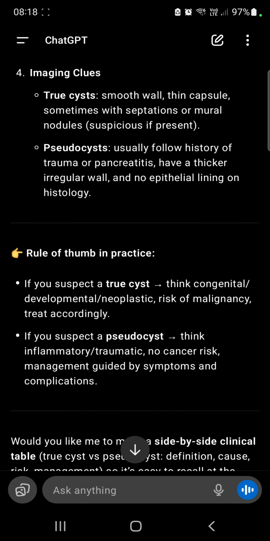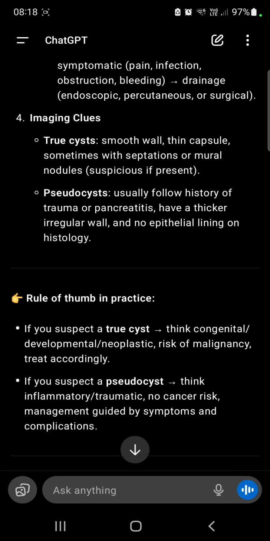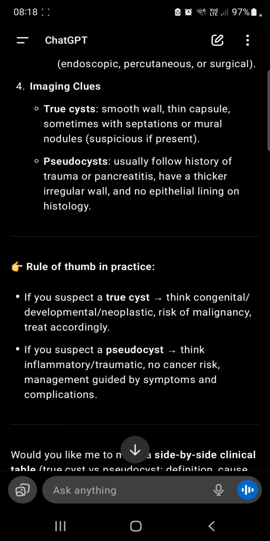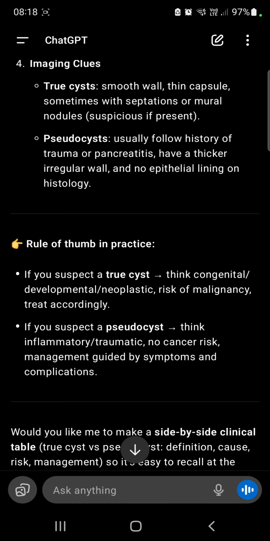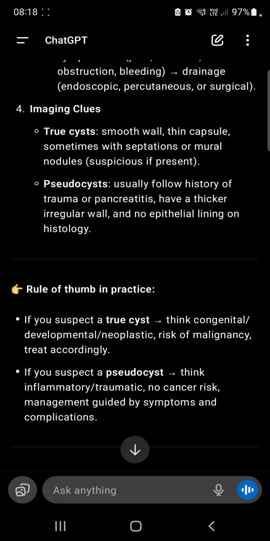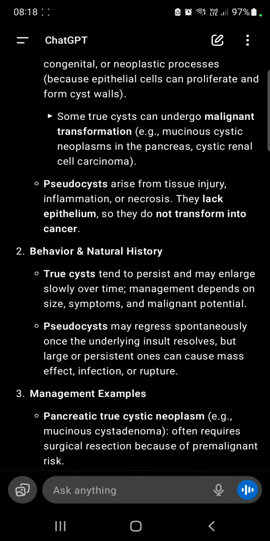You can see that also in imaging we can see this because a true cyst has a wall and we can use it. There will be septations. Now, a pseudocyst has an irregular wall without epithelial histology, so you can see it in, for example, pathology. Because what surrounds the pseudocyst is some fibrosis, for example, or some granulation tissue or something like this.